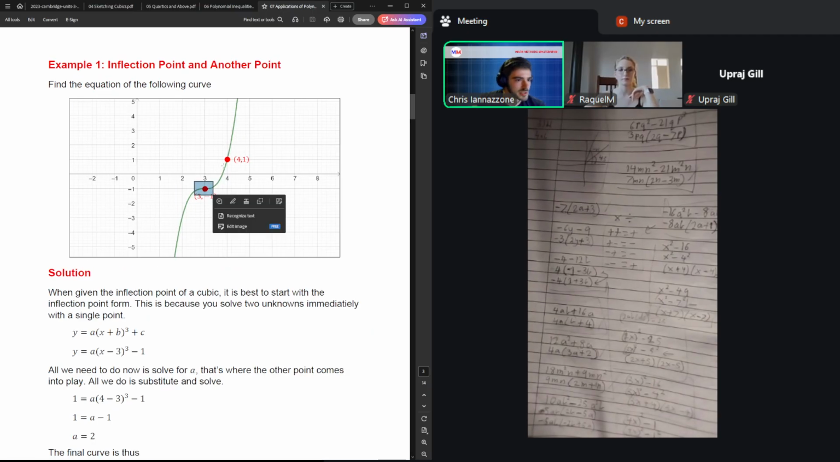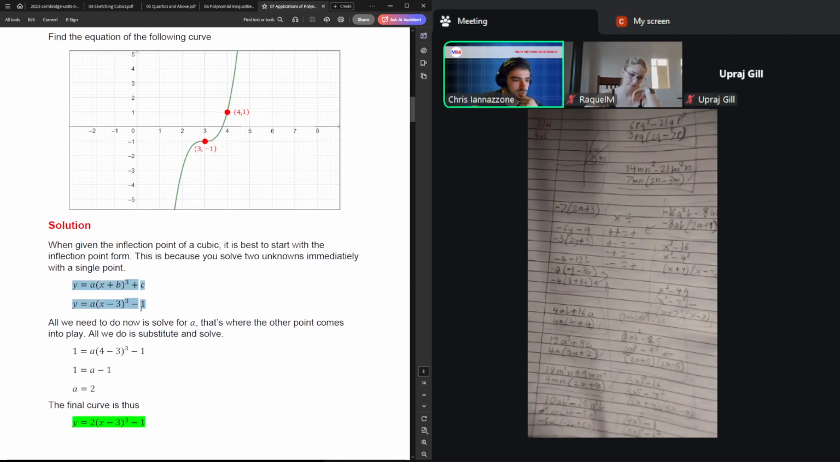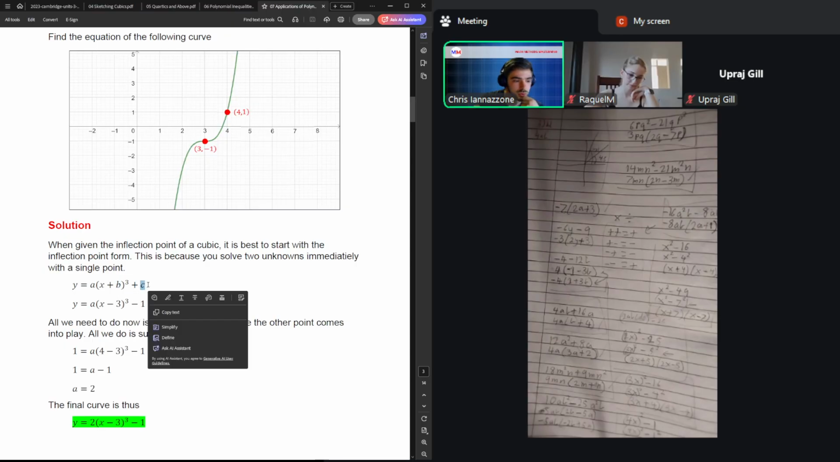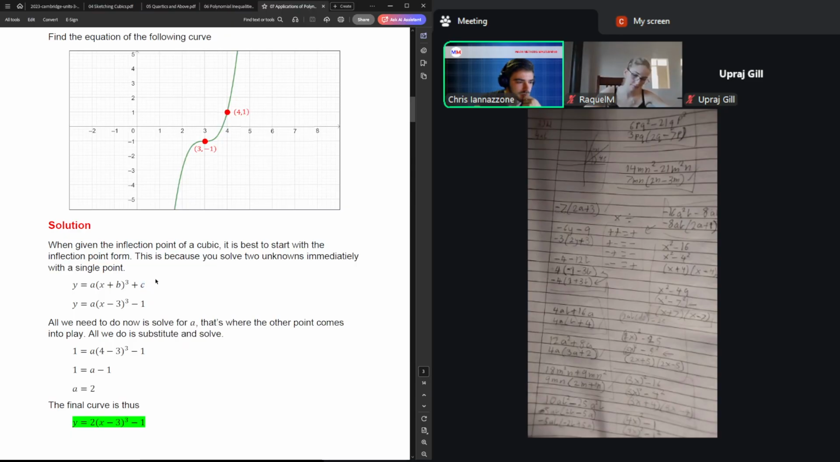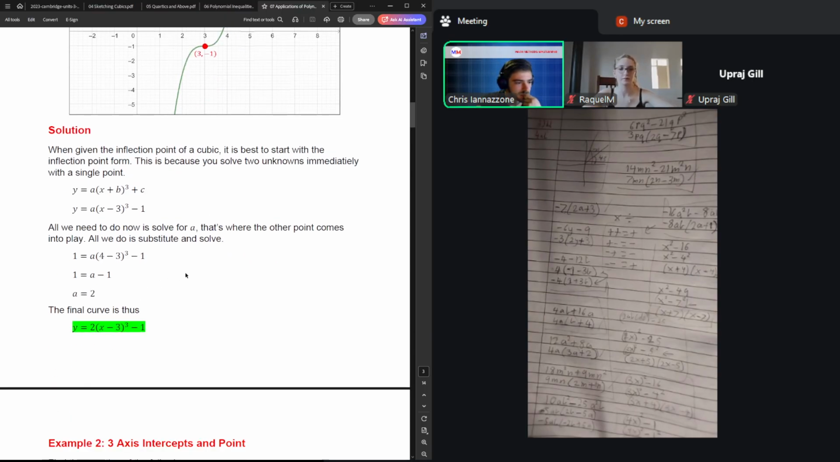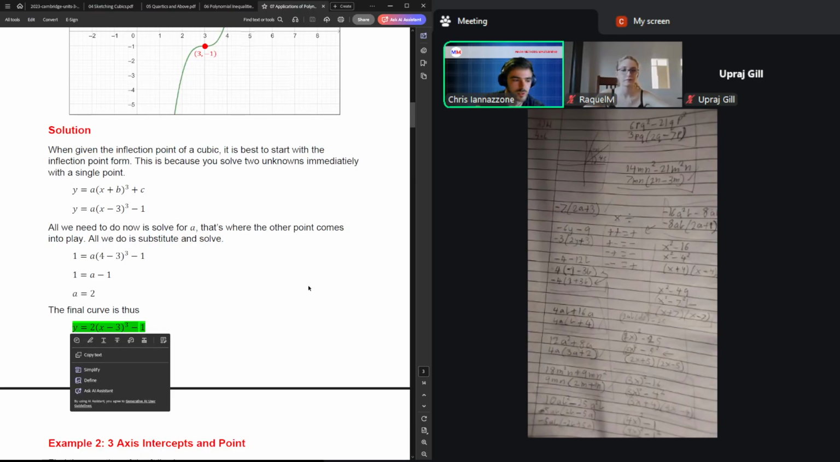Okay, so if you have the inflection point and just any other point on the graph, you would want to start with the inflection point form, because the inflection point gives you not just one but two of the key features for that function. So it gives you, in this example, both the b and the c. Now you've got one variable left and one point left, a match made in heaven. Just rearrange, solve, and then depending on what the question's asking you, you'll format your answer in a different way.